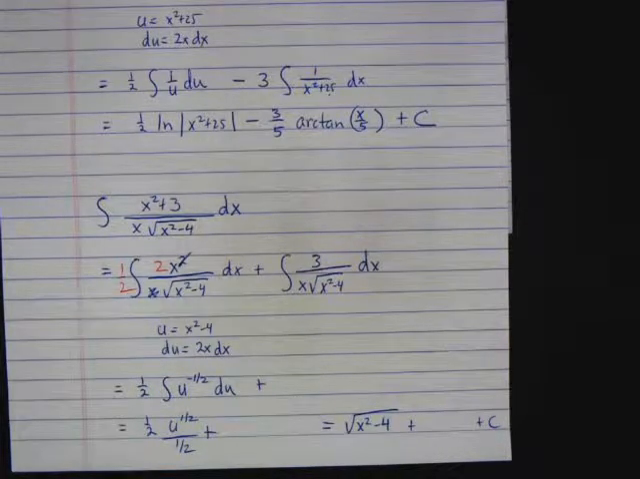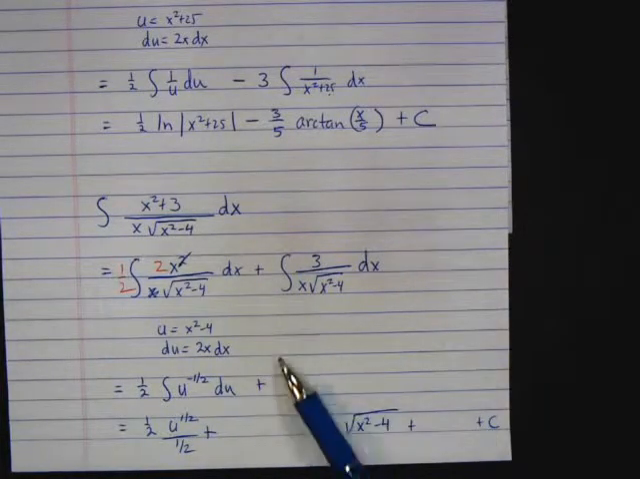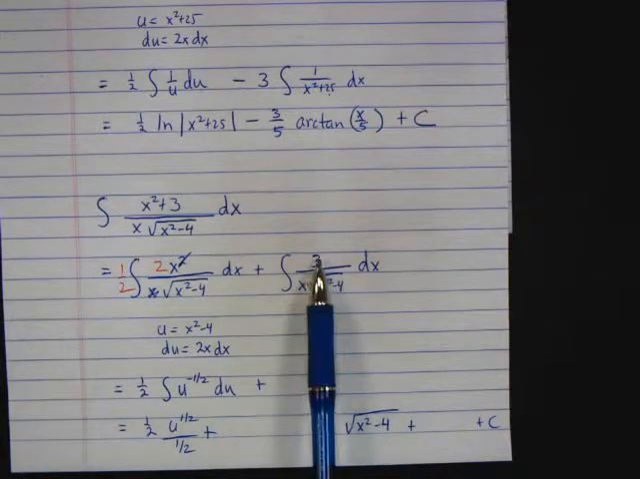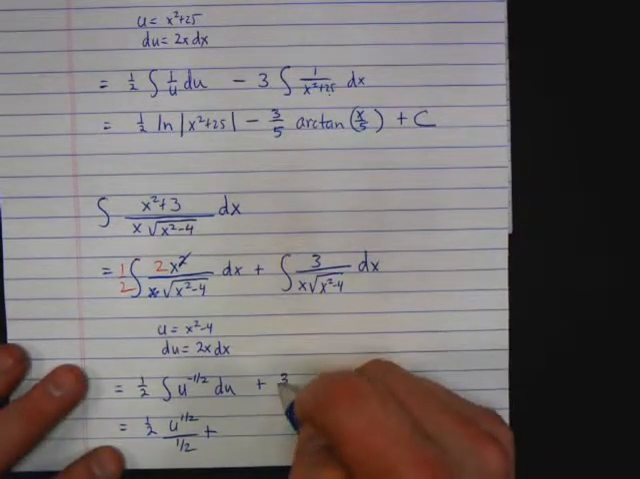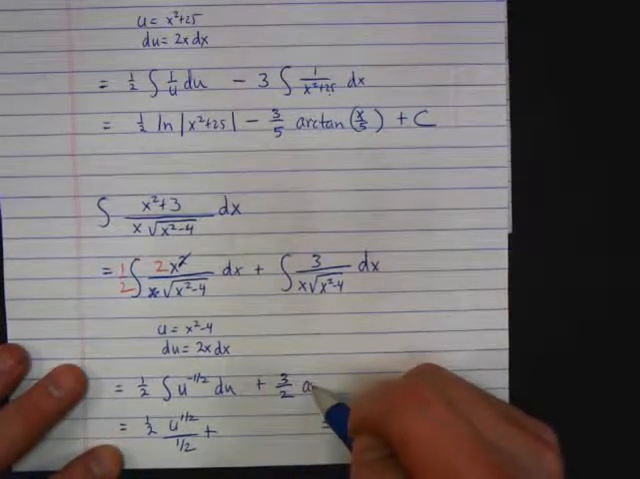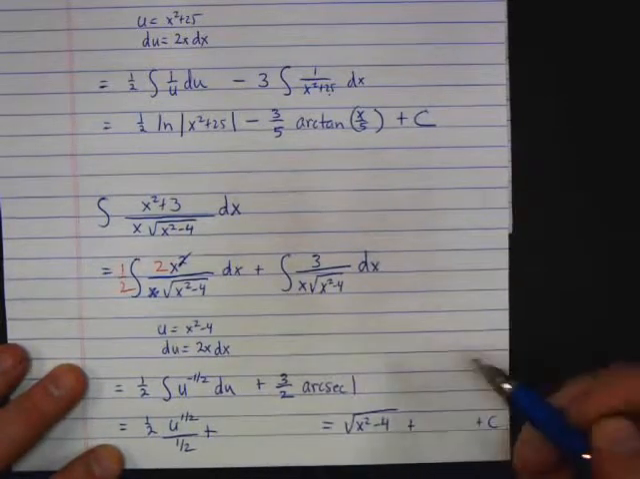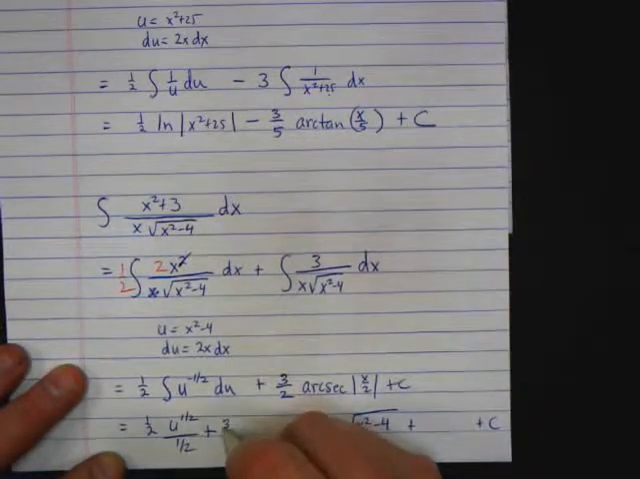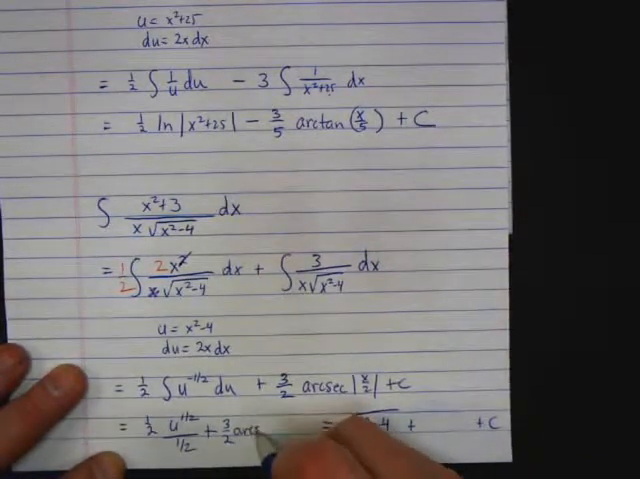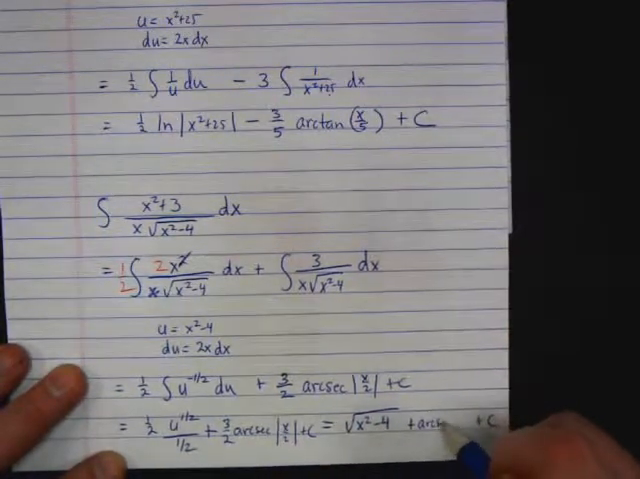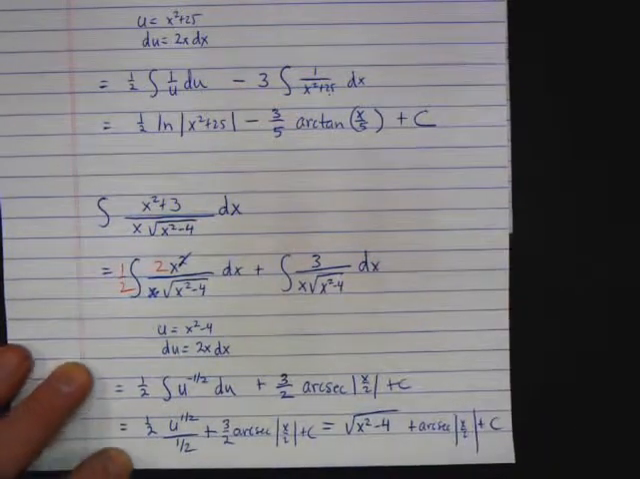All right, so how about the second integral? How do you integrate 3 over x times square root of x squared minus 4? That fits exactly into our arc secant. The 3 is just going to stay right there. a is the number 2, so we're going to have 3/2 arc secant, absolute value, x over 2. So I just have to fill that in all the way down here, the way I wrote it. Arc secant, absolute value, x over 2 plus c.